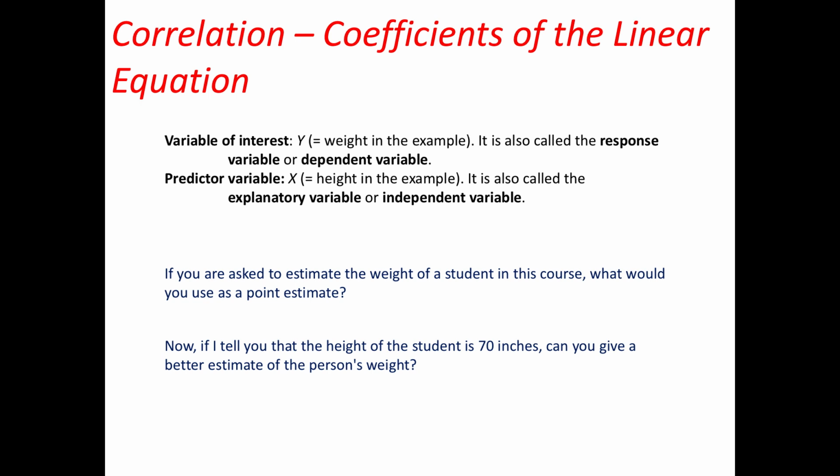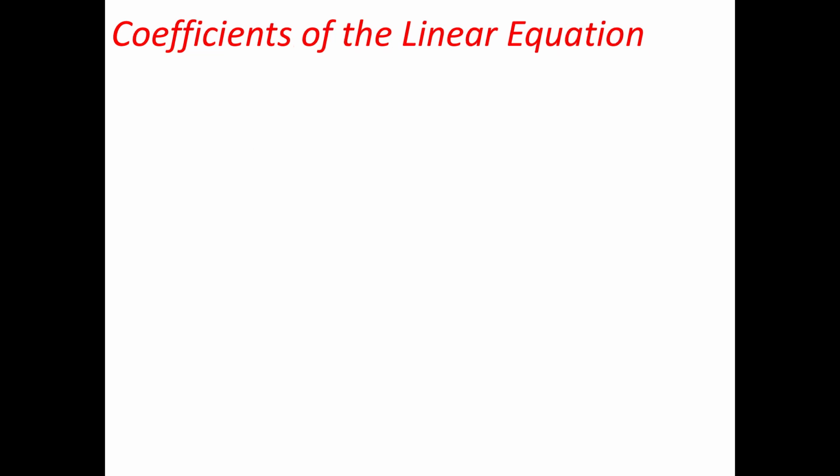Now, if I tell you that the height of the student is 70 inches, can you give a better estimate of the person's weight? The answer is yes, if you have some idea about how height and weight are related. Okay, so now let's look at interpreting the coefficients of the linear equation. If we sample the heights and weights of students from UAB, we might obtain data that looks like this.